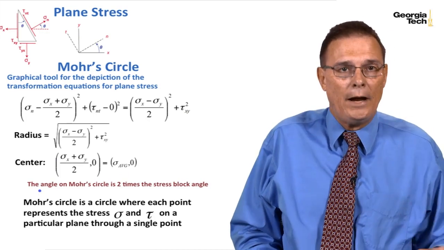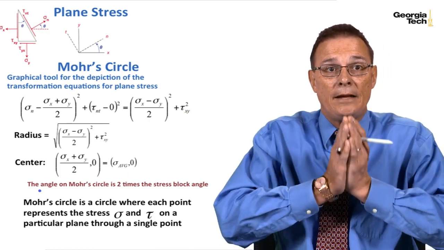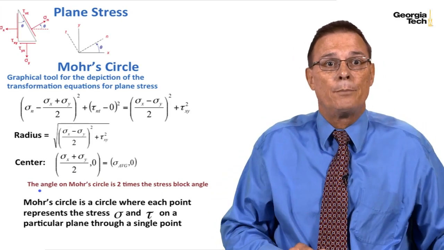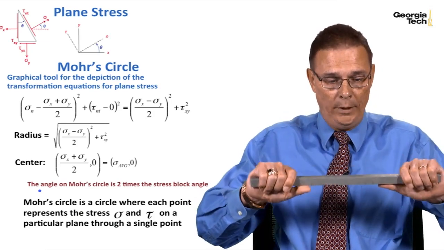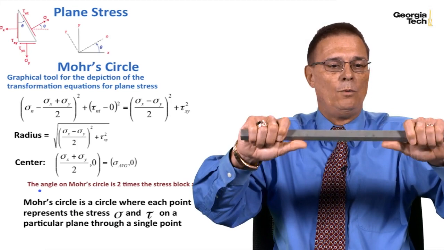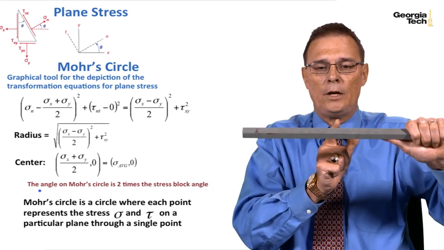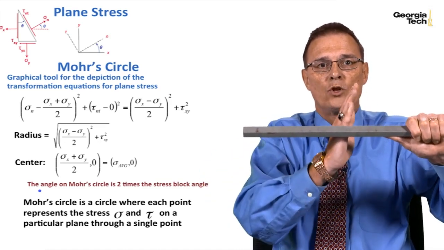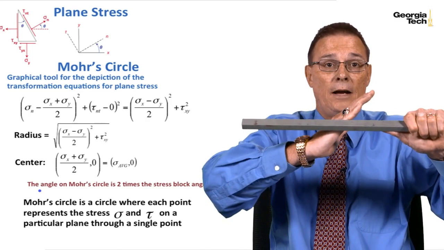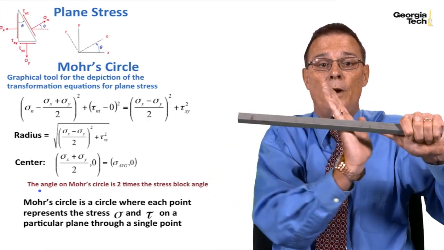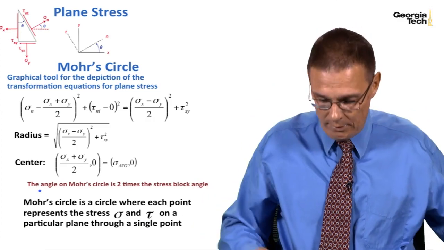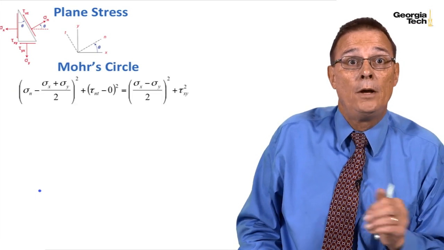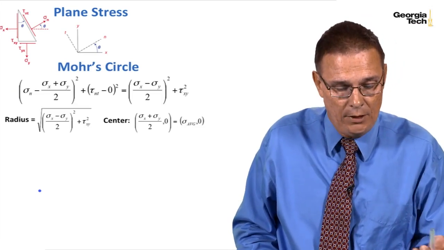and that Mohr's circle now is going to represent at each point in our body the normal stresses and the shear stresses on a particular plane through a single point. And so if I have this engineering body, whatever it may be, and I want to look at the stress at a particular point, I can show the shear stress and the normal stress on any plane through a single point, and all of those points are going to be represented for plane stress, for two-dimensional stress, on Mohr's circle. And so here's the radius, here's the center.